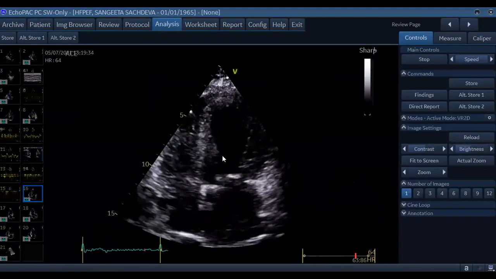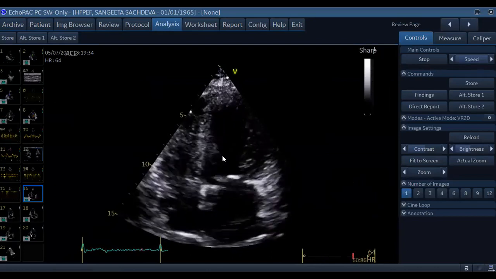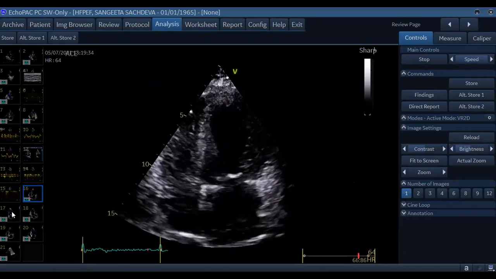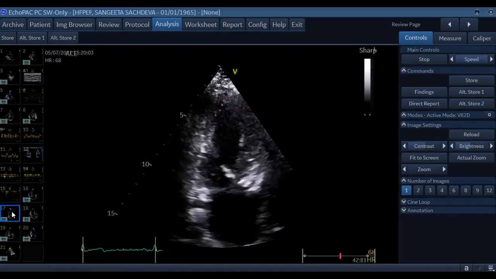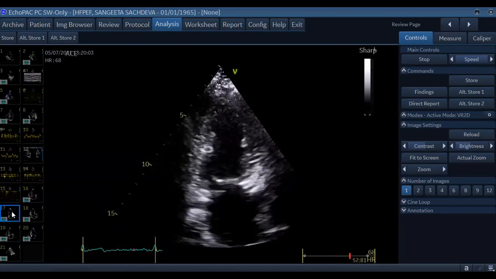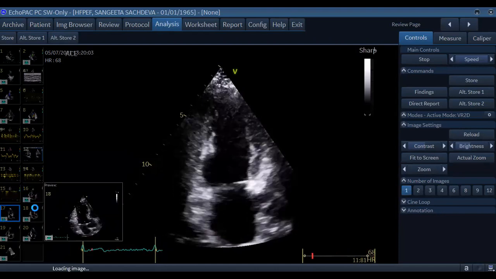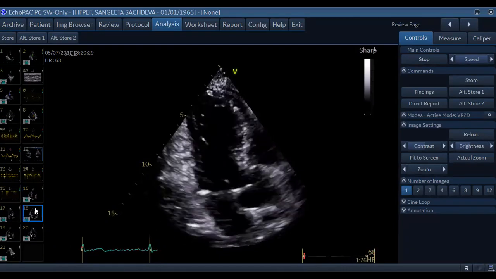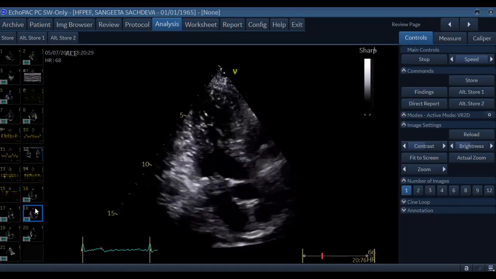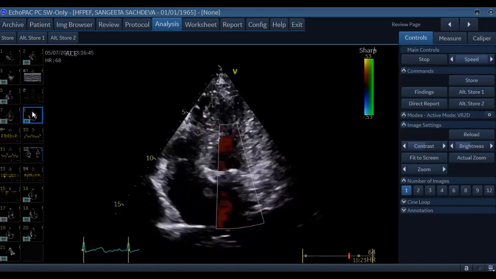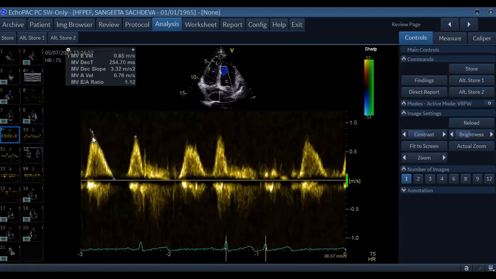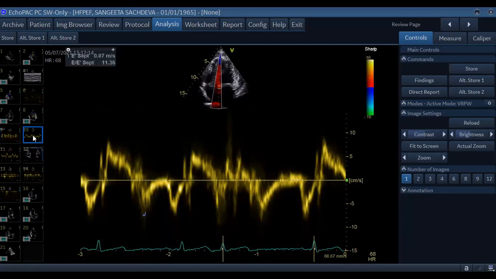So what is the LV function in this patient? 4 chamber appears to be normal, sir. 2 chamber appears to be normal, sir. And 3 chamber. So we have to establish that LV function is normal. After doing LV function, we switch on our colors in the 4 chamber view, then take a mitral Doppler spectral flow to get the E and A wave. E is 85, A is 76, right? Then we'll take the septal E prime.